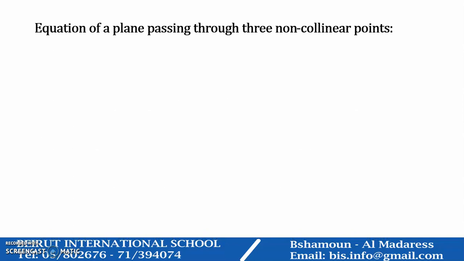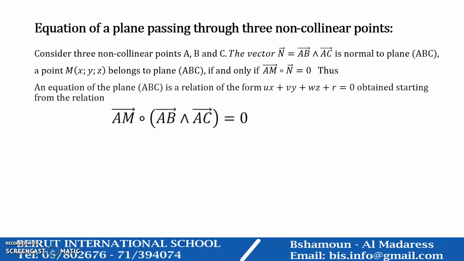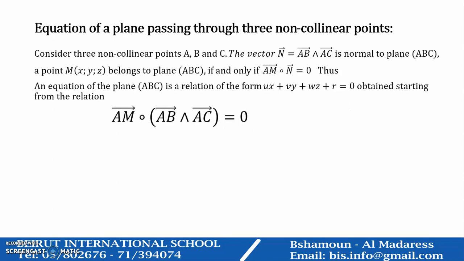Now, if they ask us to determine an equation of a plane passing through 3 non-collinear points, we know that to determine an equation of a plane, I need a normal vector and also a point. Of course, here I have 3 points. So what am I going to do? First of all, we need to determine a normal vector. If I have 3 non-collinear points A, B, C, then a normal vector is defined by AB cross AC, or BA cross BC, or CA cross CB. So the vector AB cross AC will be a normal vector of the plane.